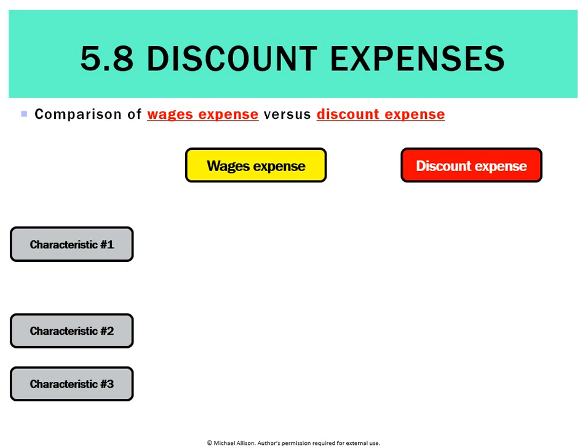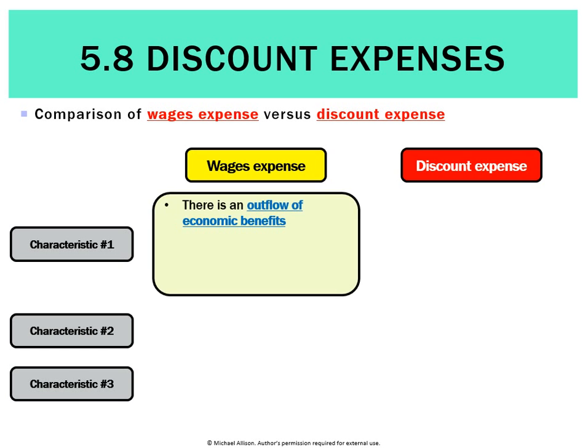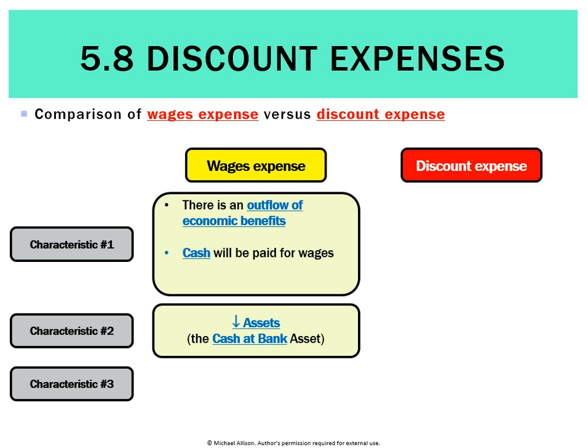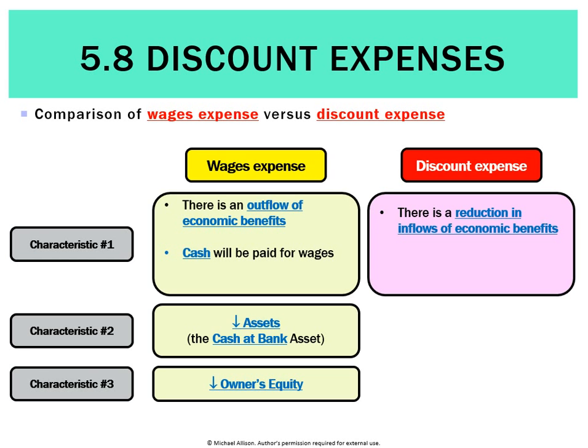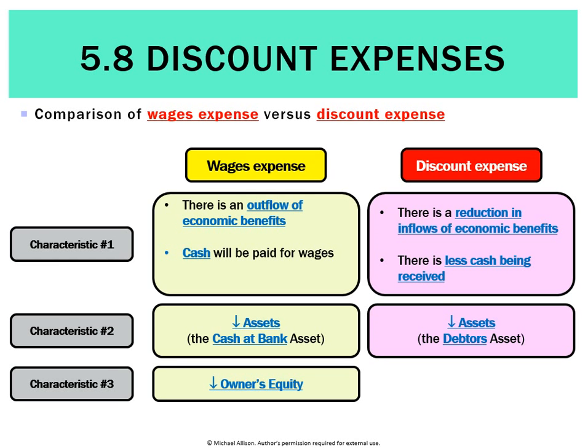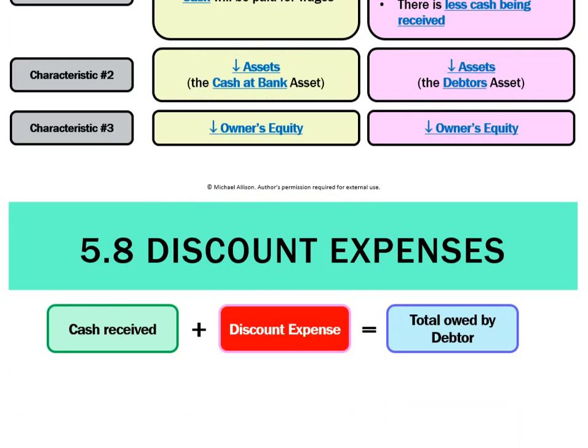Looking at those two examples side by side and how they're different, they're both expenses but just in different ways. Wages are an outflow of economic benefits in the form of the cash that's been paid. There's a decrease in assets in the form of the cash at bank asset, and there's a decrease in owner's equity. But a discount expense is different. Instead of there being an outflow of economic benefits, we say there's been a reduction in inflows. What's there been a reduction in? There's been less cash received. The asset that's going to decrease in this case isn't going to be cash at bank, it's going to be debtors. However, the overall effect is that owner's equity will go down, so that's what they share in common.